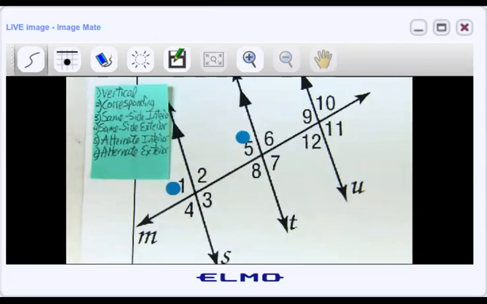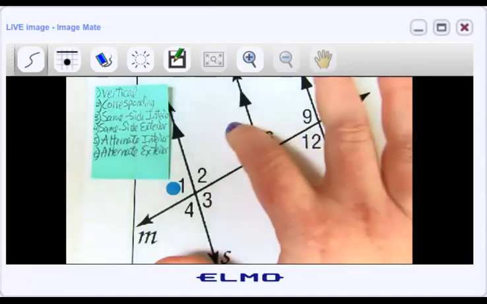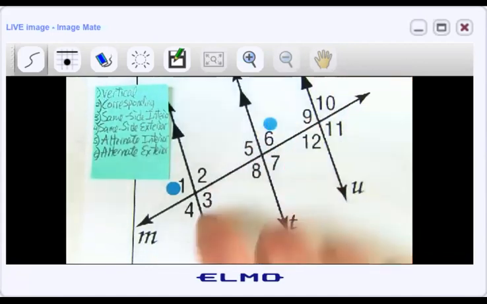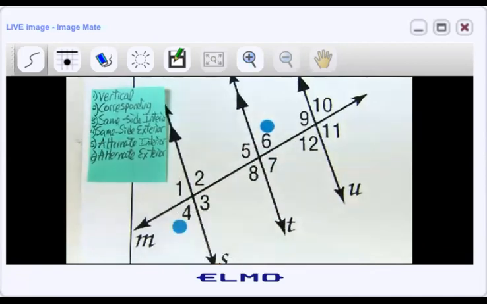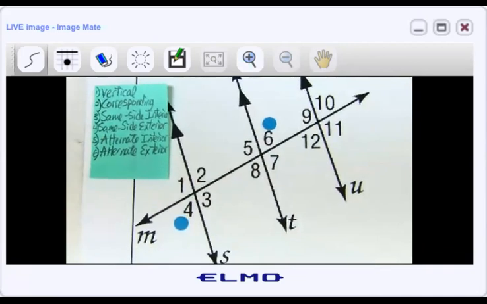Okay, 6. What are angles 6 and... let's do 6 and 4. What are they to each other? Alternate interiors. You're so close.